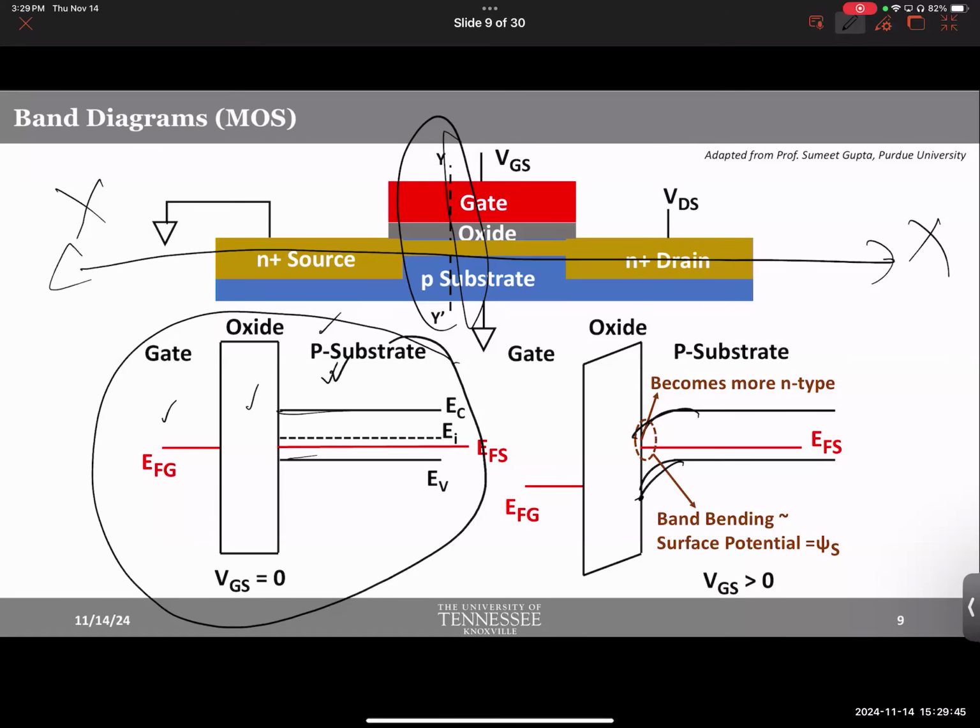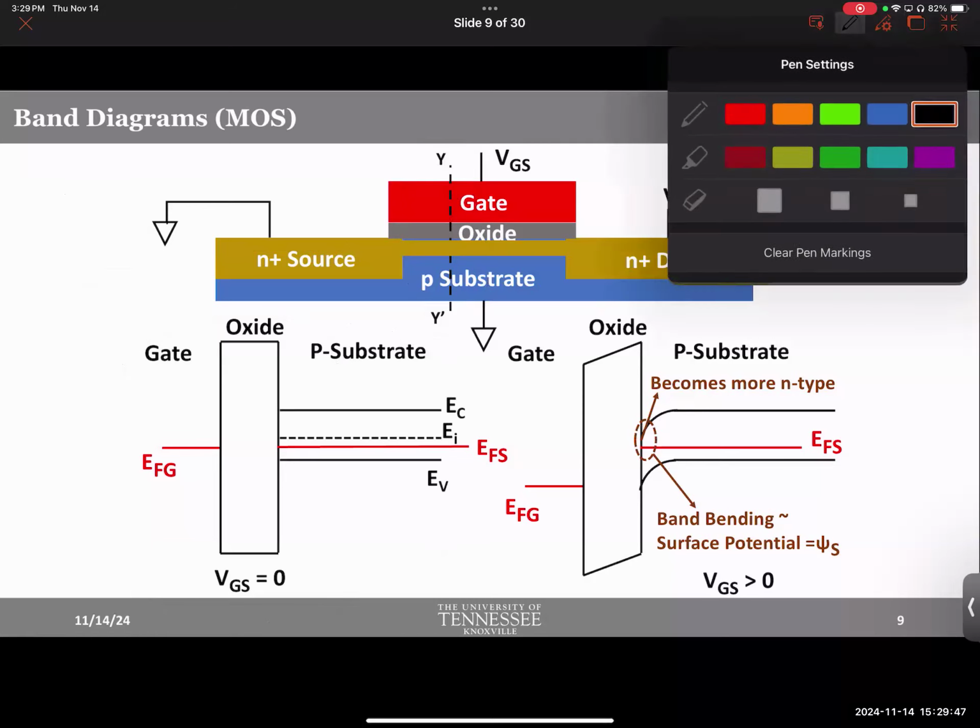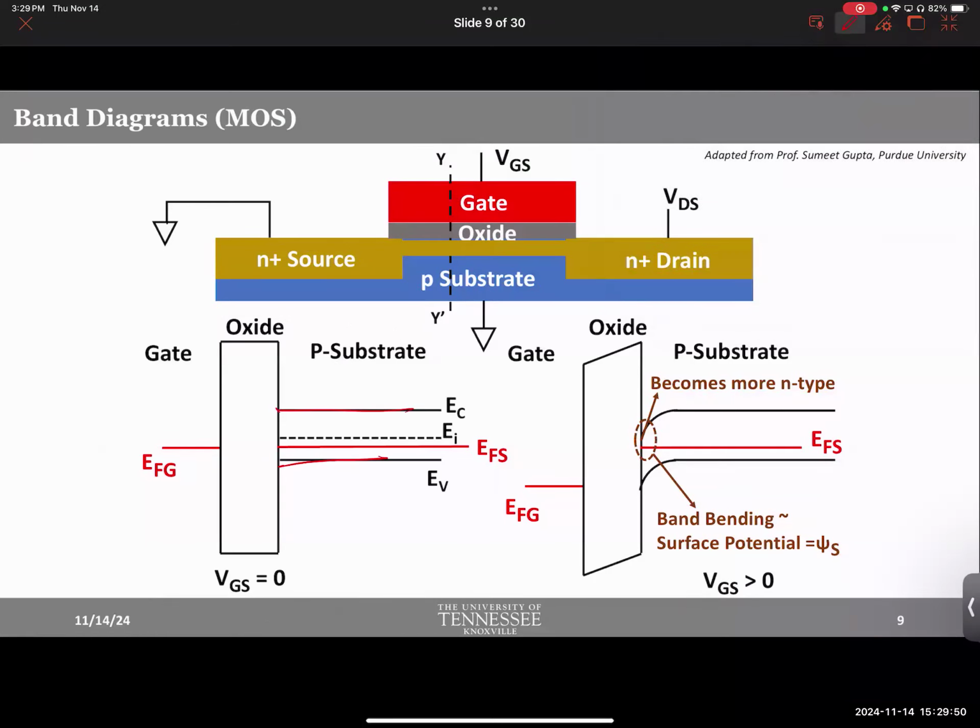Bands are flat. So basically we start our discussion with flat band condition, and then we decide what happens. Does it bend this way or does it bend the other way? Is it accumulation or is it inversion? If you don't remember, these are recorded.